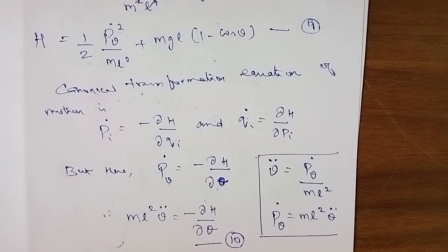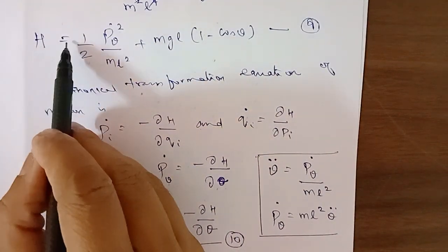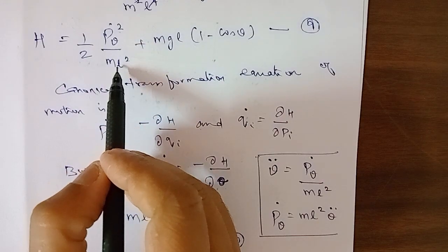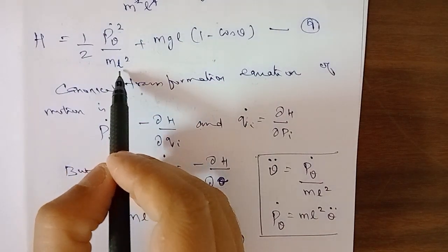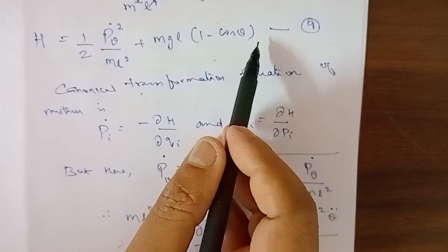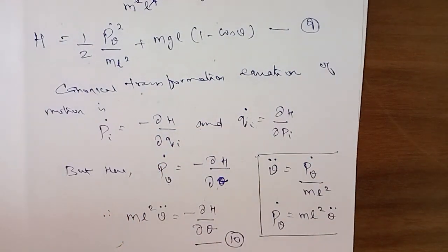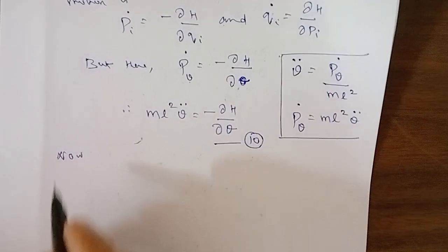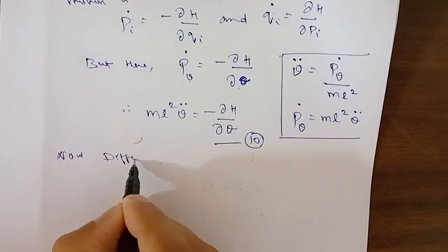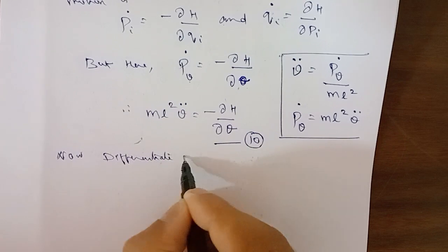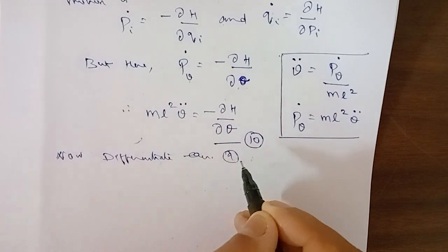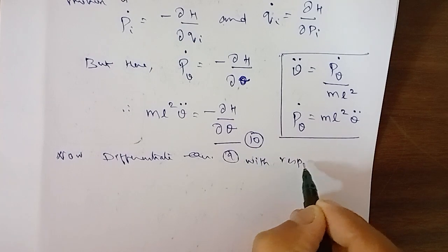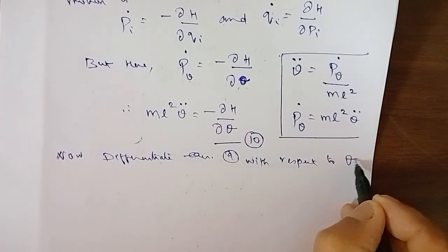We know equation number 9. What is that? H is equal to half p theta dot square by ml square plus mgl times (1 minus cos theta). Now differentiate equation 9 with respect to theta.